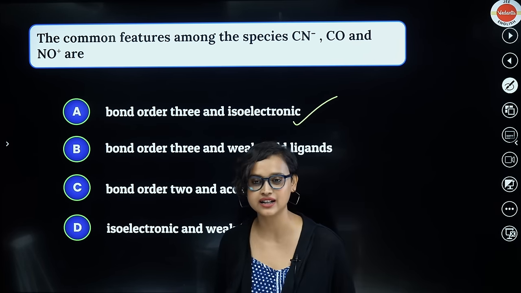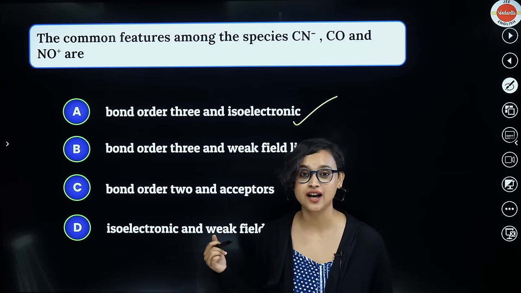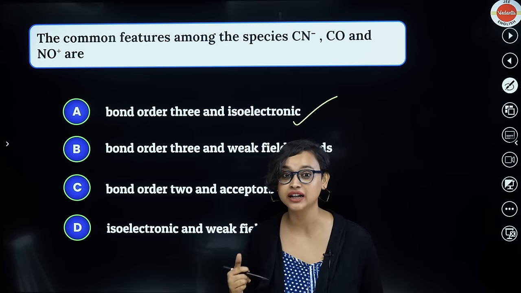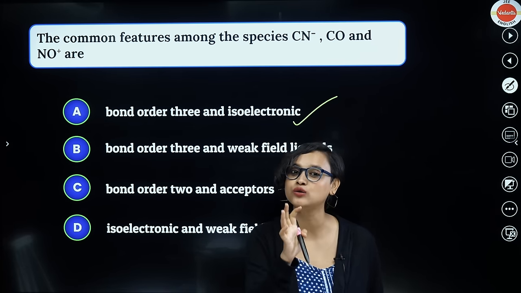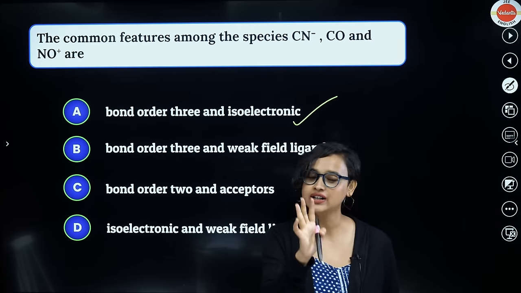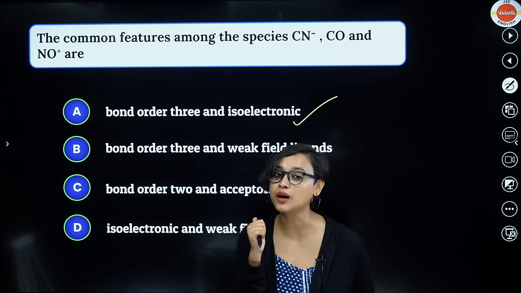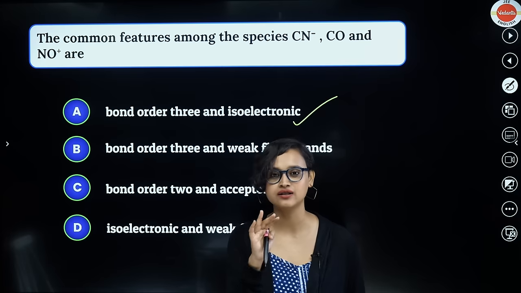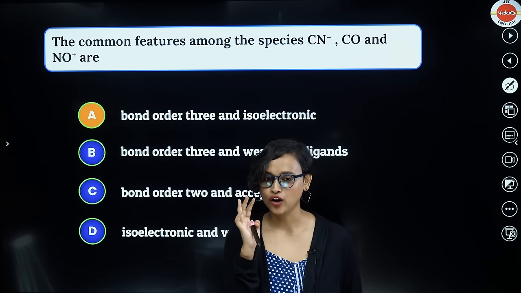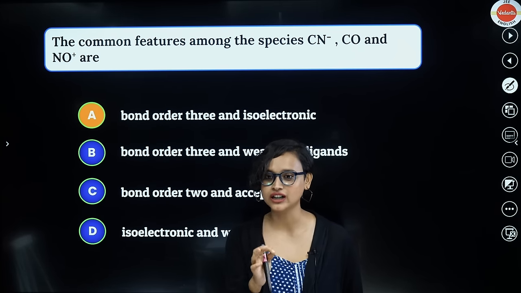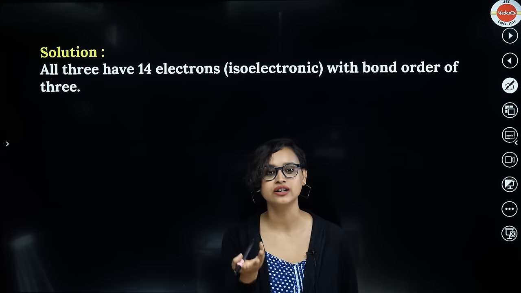Easy peasy, biryani tasty. These kinds of things can come in the exam, and they do. I will take care of some of the problems also, and you will see that these kinds of questions do come in the exam, and it will be super easy and super simple for you. All three of them have 14 electrons. They're isoelectronic and the bond order is 3.